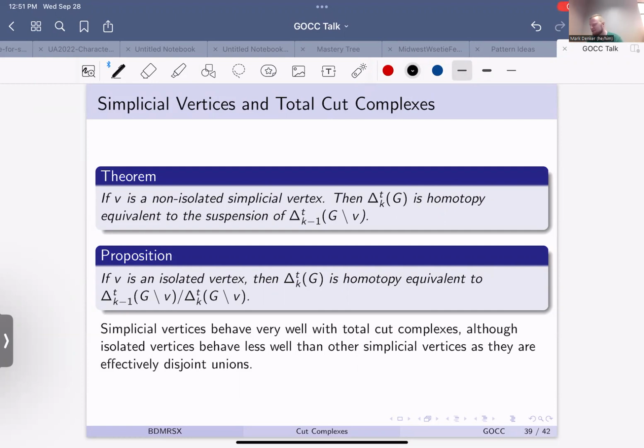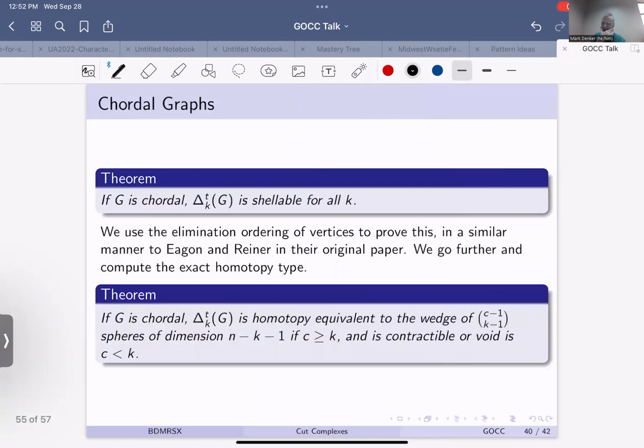If you have an isolated vertex, then it's more complicated. It turns out that you're taking a quotient topology on your complex where you're quotienting out by successive values of k. But regardless, these things behave nicely with regards to our complex. And these homotopy equivalences would not be good enough for shelling, but it turns out there's more nice stuff happening in the background, which actually gives us that if G is chordal, it has an elimination order of vertices, and that gives us that it is shellable for all values of k.